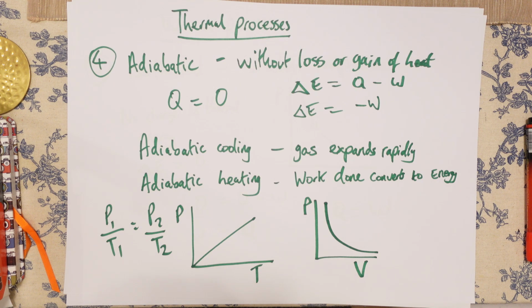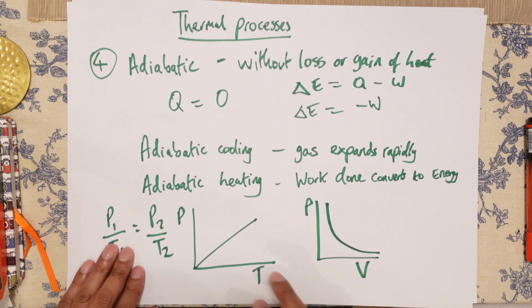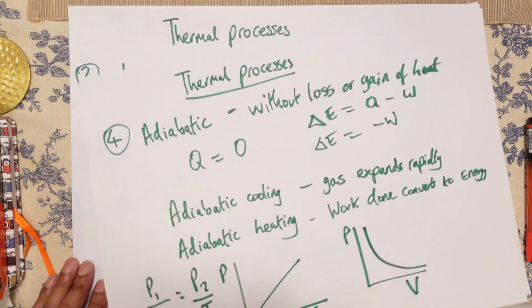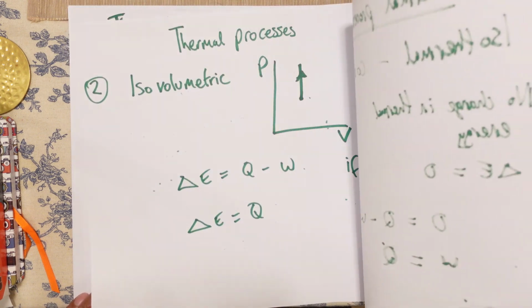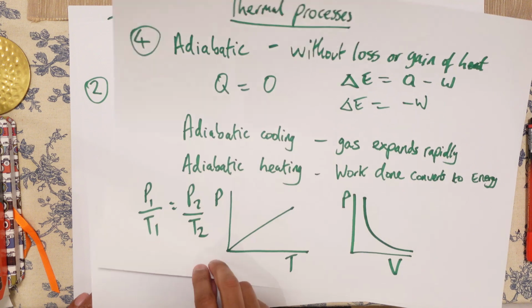Okay, so that's all of the thermal processes right there. We've got number 1 was isobaric, isovolumetric, isothermal, and adiabatic.